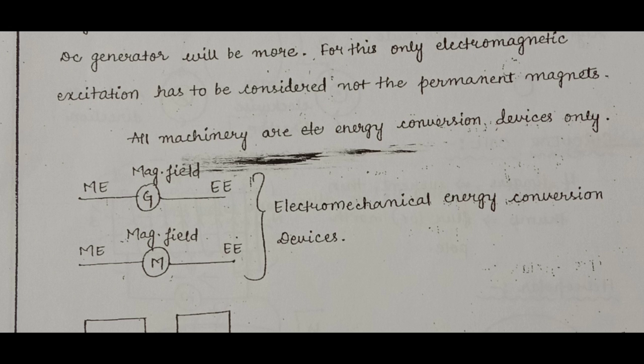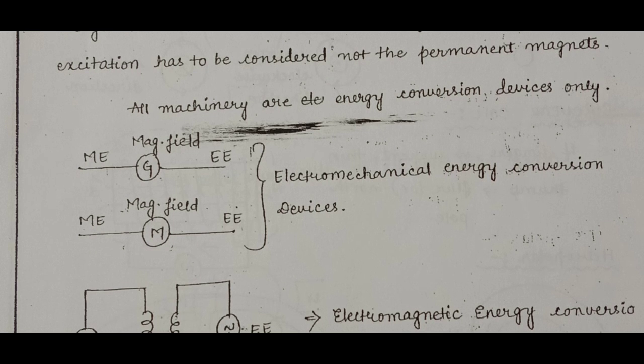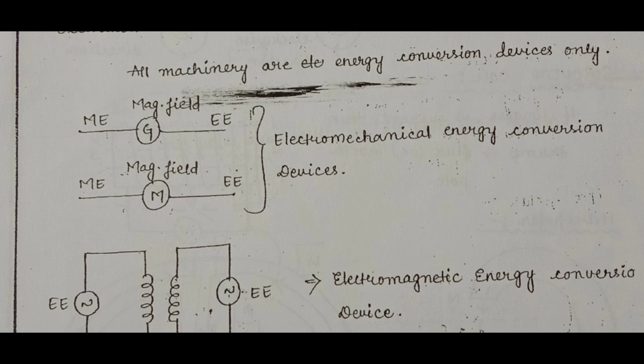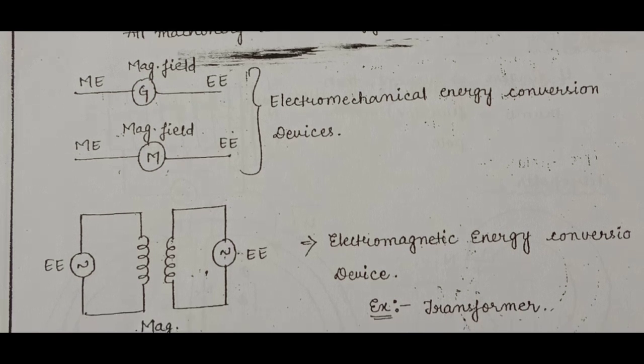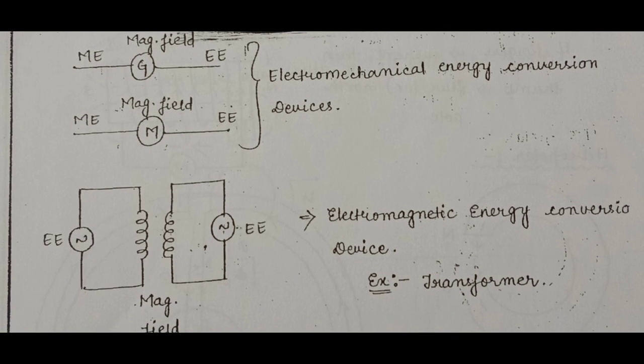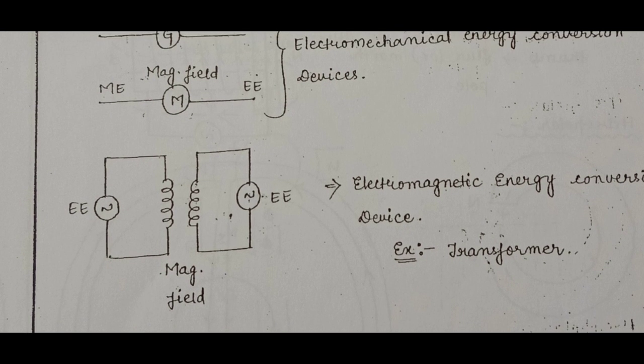If it converts mechanical energy to electrical energy, then we say it is a generator. If it converts electrical energy to mechanical energy, then we say it is a motor. In electromechanical energy conversion devices, the coupling medium is called the magnetic field.